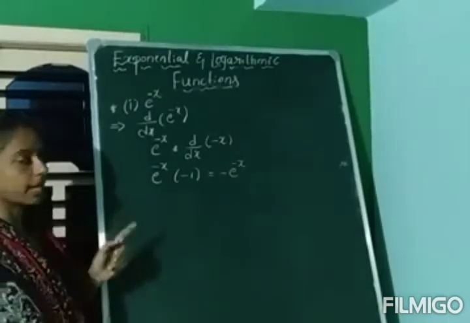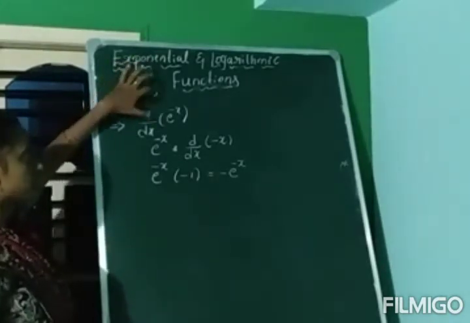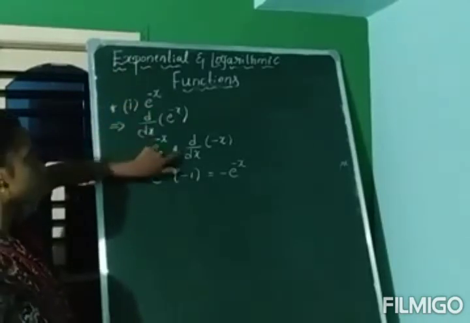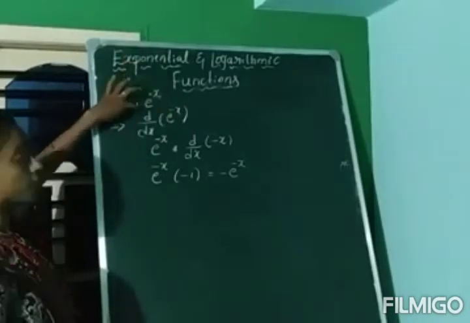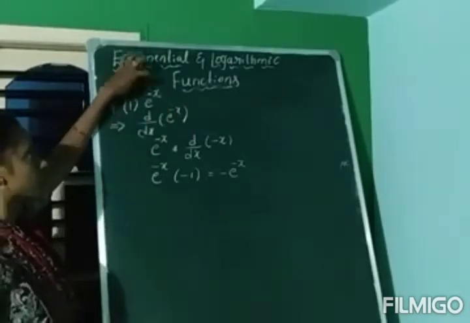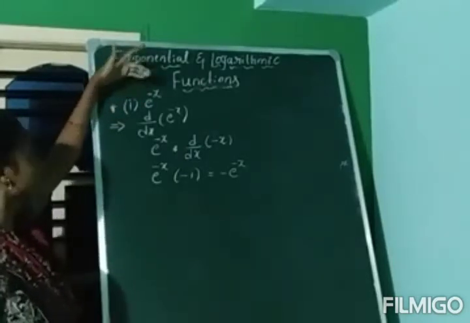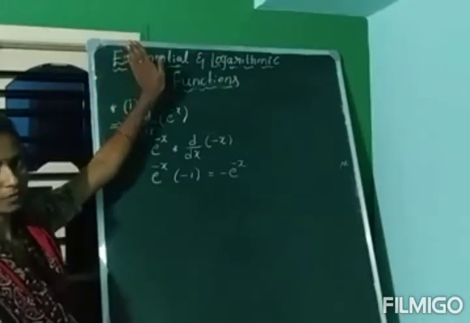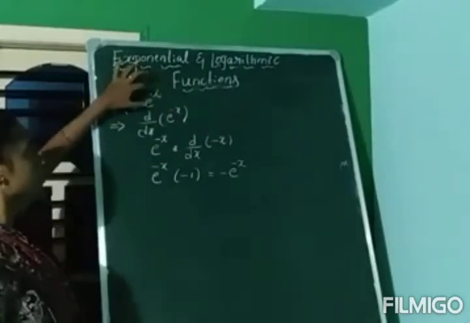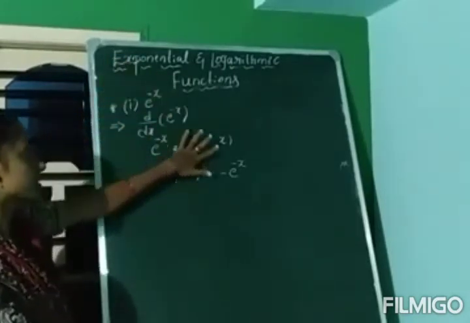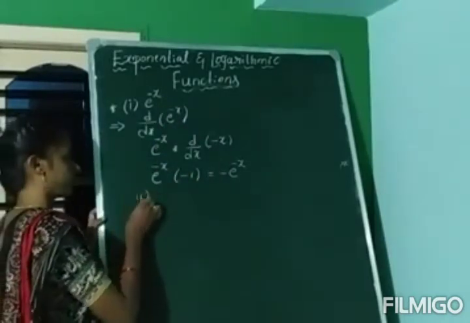Clear? For the derivative of an exponential function, we write the function as it is, and again differentiate the power of this e. Whatever the power of e may be, it may be some polynomial, or some trigonometric function, or a log, or an inverse trigonometric function also. In that case, write the function as it is and again differentiate the power of this e. This is the derivative of the exponential function. Clear?